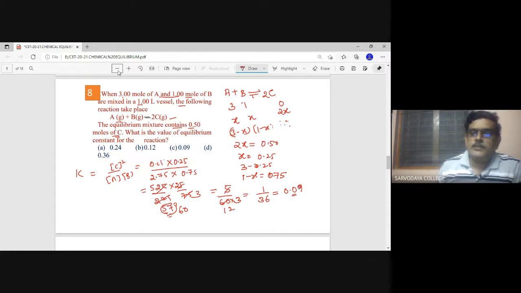So how much does it come to? 0.03. You can calculate: 3, 6, 18, 3, 3, 9. 0.03 will be the answer. 0.24. So the value comes very close to 0.24, it seems. So 0.24 is the answer.